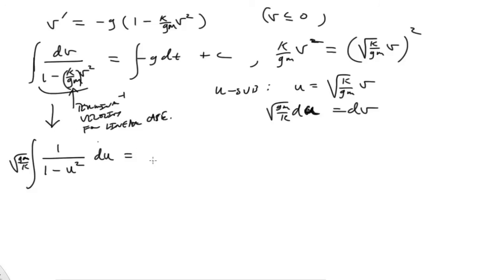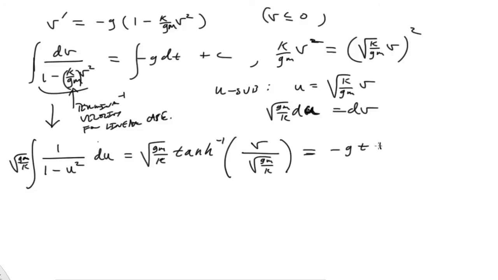And you may or may not remember this, but this is one of those antiderivatives that's maybe buried somewhere in your mind. This is actually inverse hyperbolic tangent. And we're going to resubstitute back in u. We're going to get velocity over the square root of terminal velocity, so that's again root gm over k, and that's equal to negative gt plus c. Okay, and that's from doing this integral here.